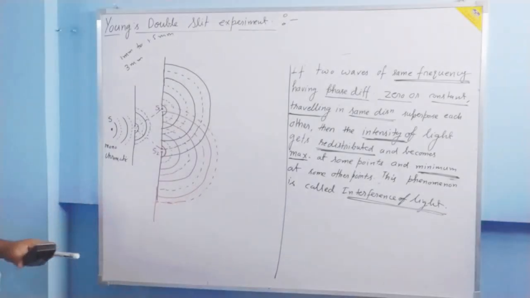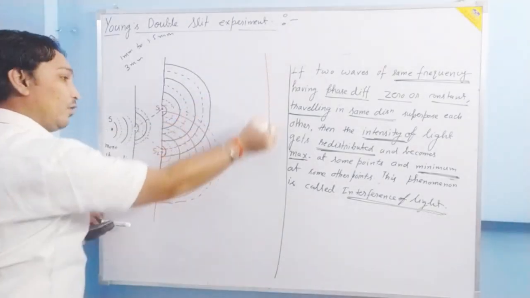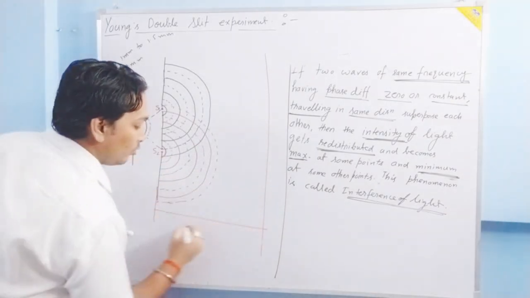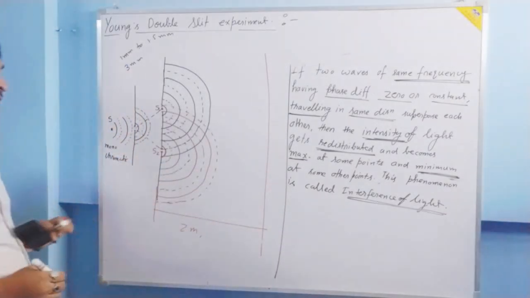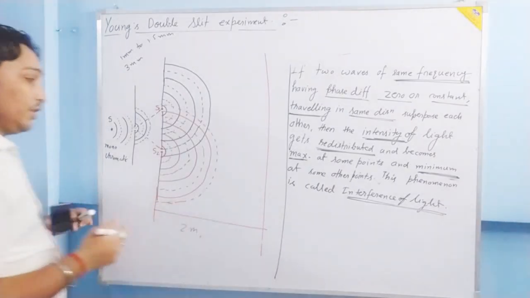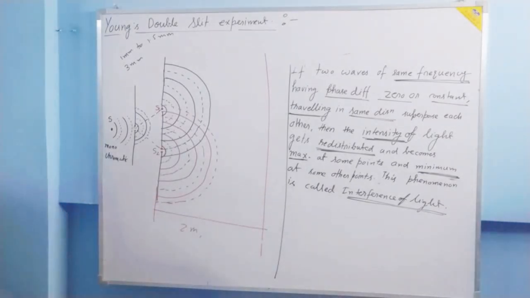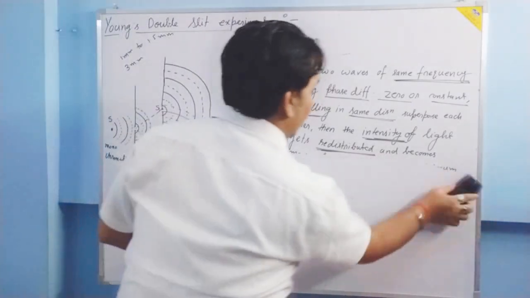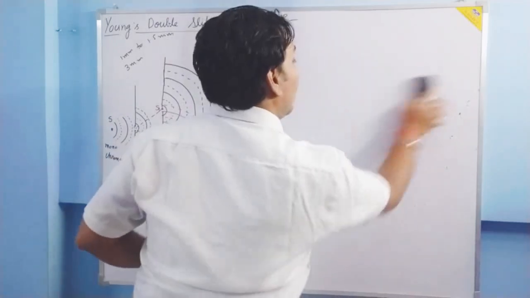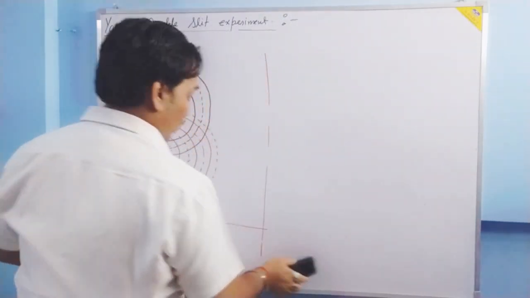Is it clear? Now what we do, we put a screen in front of it. This distance is about 2 meter, 1 meter, etc. This distance is very small, this distance is very large. Now what happens? Let me show here. Now what happens? Just see.